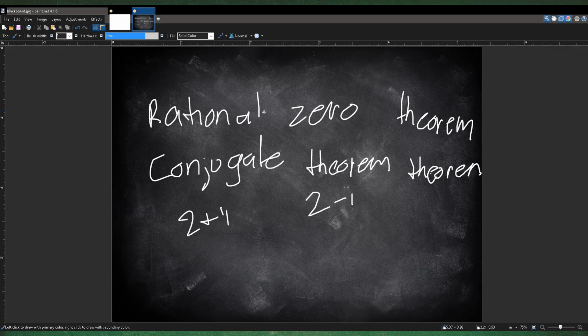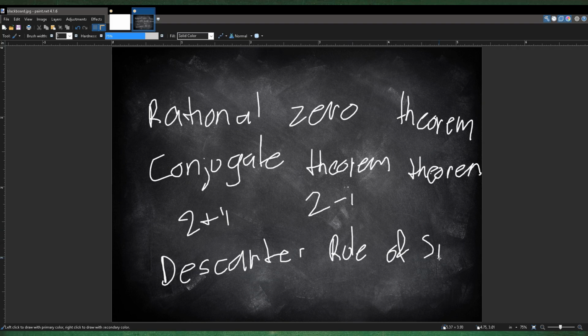Descartes' rule of signs, you should probably use it, but don't use it all the time. Use it in small increments, because you don't really need it all the time. If you just use the rational zeros theorem, and then factoring, and then the conjugate theorem, just in case you ever have imaginaries, then you're basically gonna solve the entire equation. So that's the point.